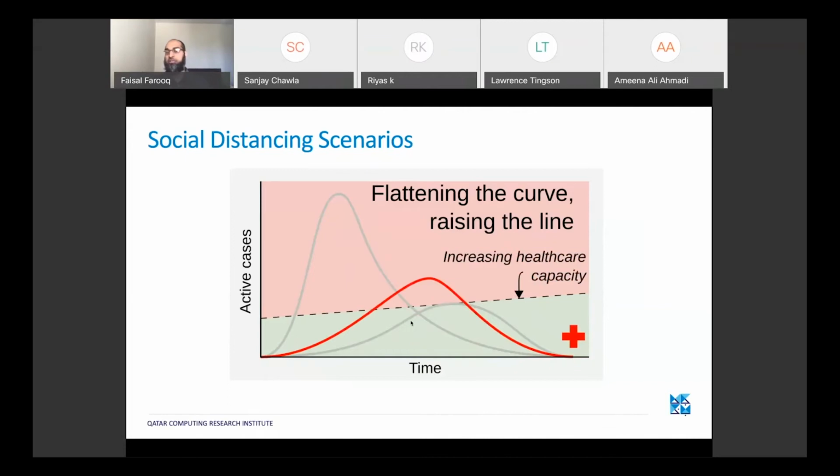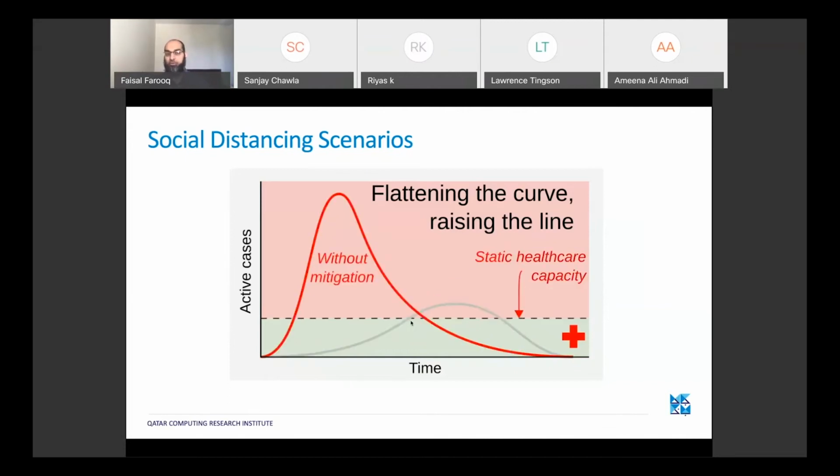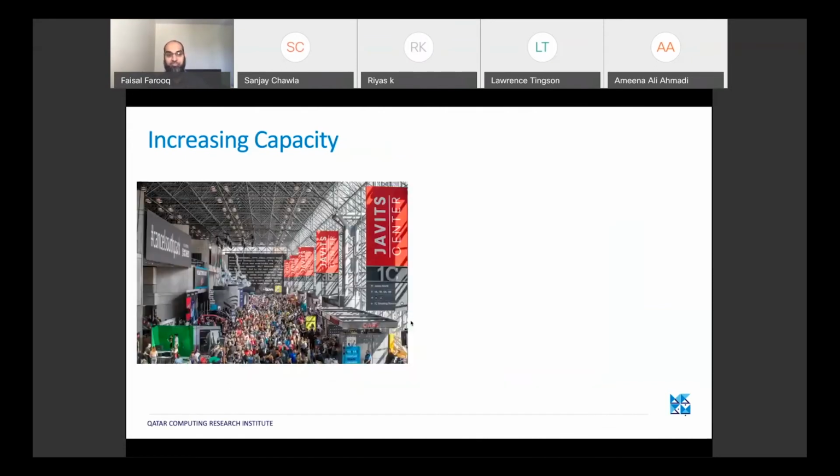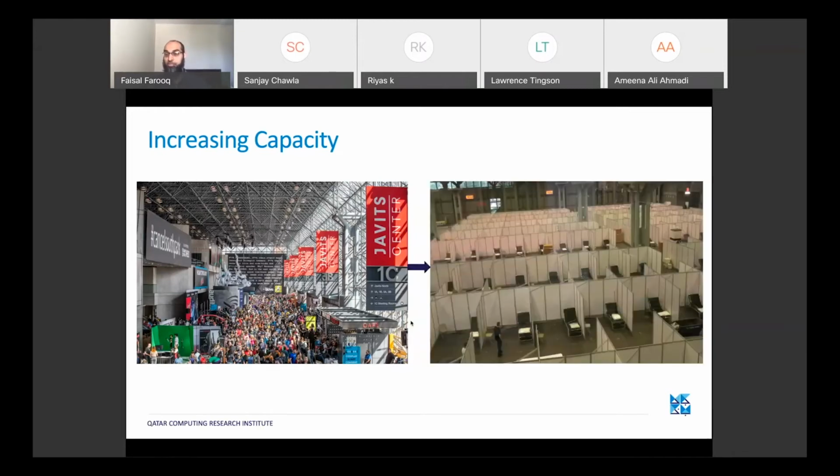How do we now increase healthcare capacity? Of course, one simple way of doing it is, on the left side, you'll see a picture, and where I come from in New York, this is one of the largest convention centers there. It's called the Jacob Javits Center. And there are a lot of AI and machine learning conferences, by the way, that I have attended in this center. And this particular event is probably the Comic-Con festival. And you convert the center like that into this, into a makeshift hospital.